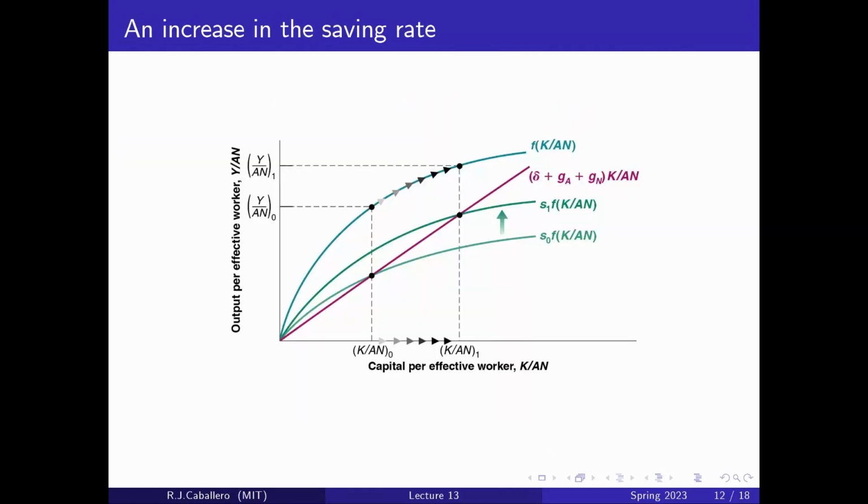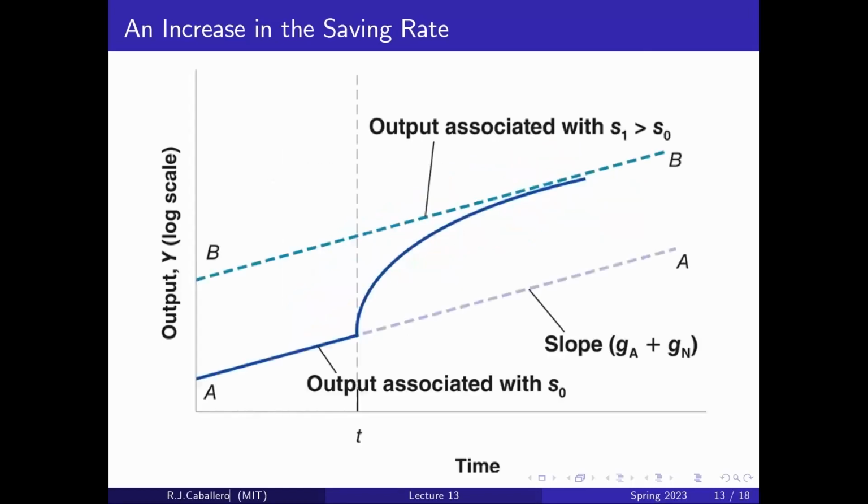Here we asked the question, well, could it be that if we change the saving rate, we get some extra kick in the long run? And the answer is no, for the same logic as we had before. You're going to get transitional growth, but eventually you're going to converge to a steady state, and the rate of growth in the long run is not going to be a function of the saving rate. It's going to be equal to gA plus gN. Okay? Good.